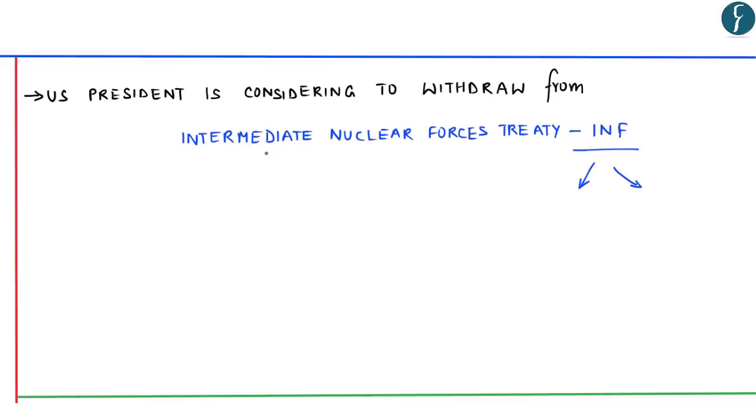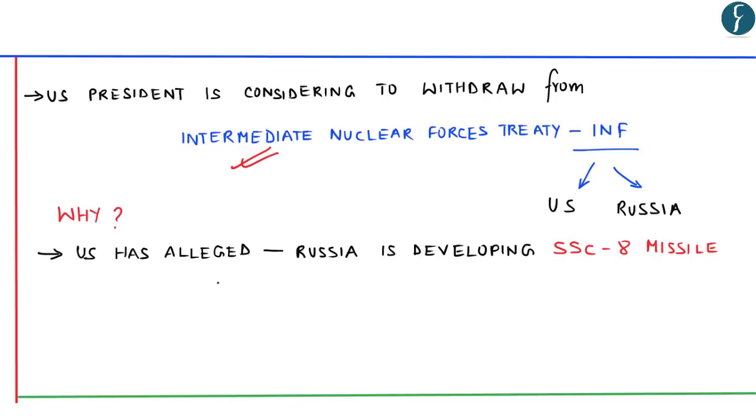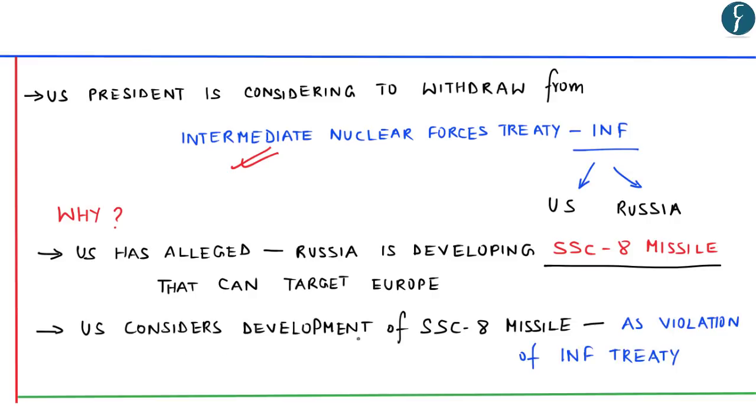So in this news, United States President Donald Trump is considering withdrawing from the INF Treaty, that is the Intermediate Nuclear Forces Treaty, that the United States had signed with Russia. The US has alleged that Russia is developing an SSC-8 missile that can target Europe. However, this allegation is being denied by Russia. And it is here where the US considers development of the SSC-8 missile as a violation of the INF Treaty.